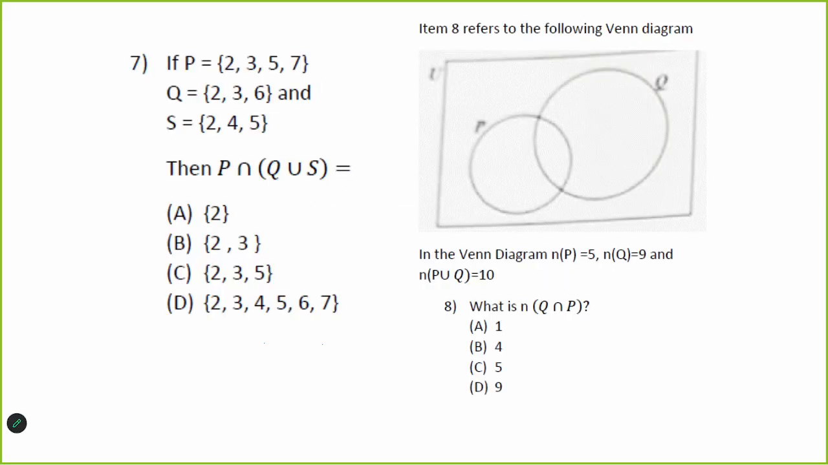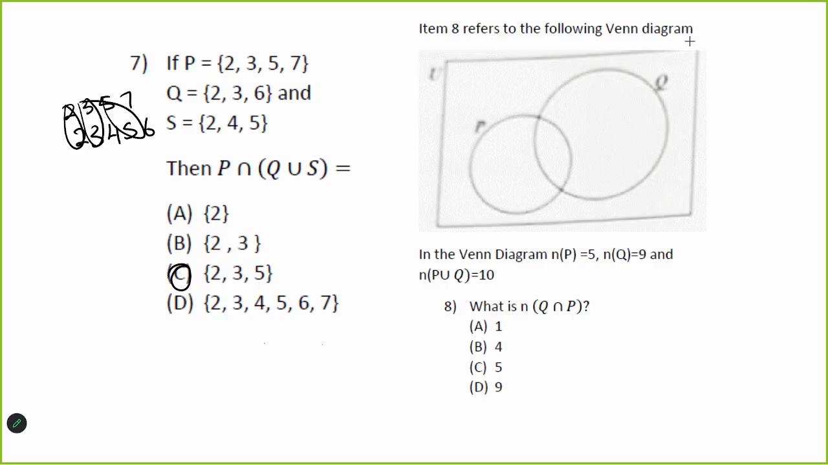Let's look at January 2021. P, you always do the brackets first, right? P union S is 2, 3, 4, 5, and 6. Right? And when we want the intersection, that means what they have in common. They have 2 in common, they have 3 in common, they have 5 in common. So 2, 3, 5. So the answer is C.